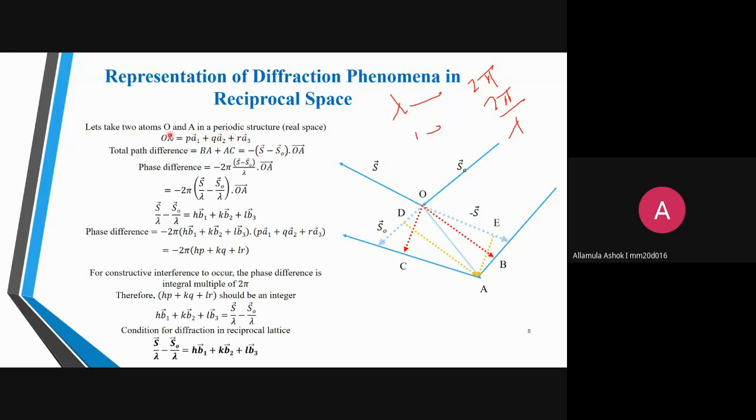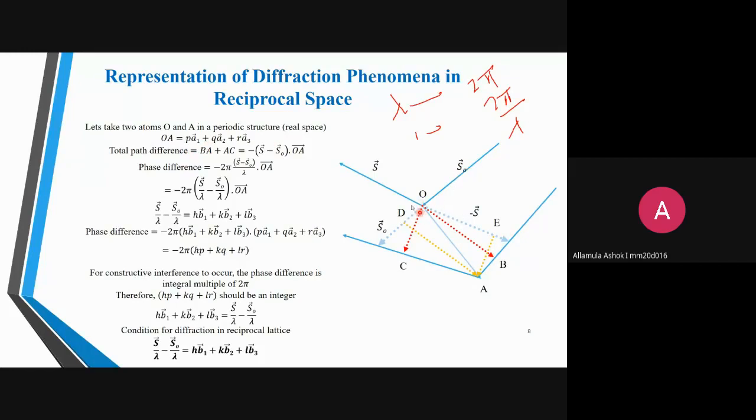Why are p, q, r integers? Because there is inherent periodicity inside the material; generally a lattice has three-dimensional translationally periodic symmetry. That means if you are denoting one position of a lattice with respect to another lattice, it should be given by integers p, q, r because of the periodicity. Here in OA, p, q, r are integers.